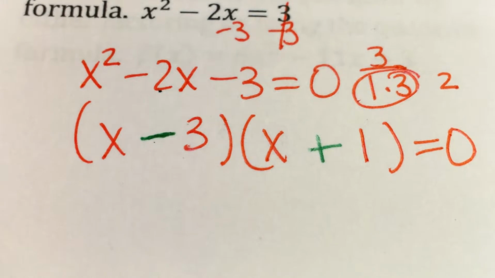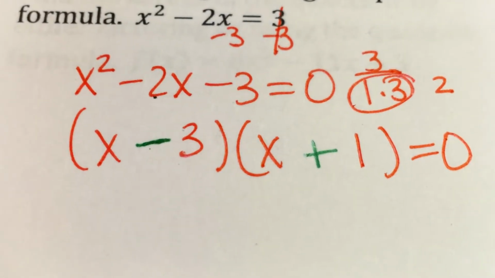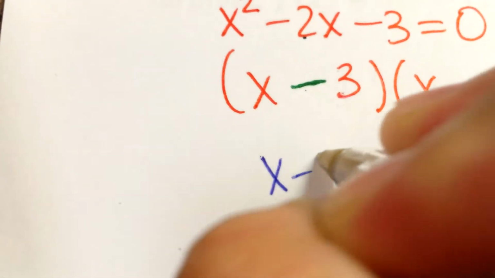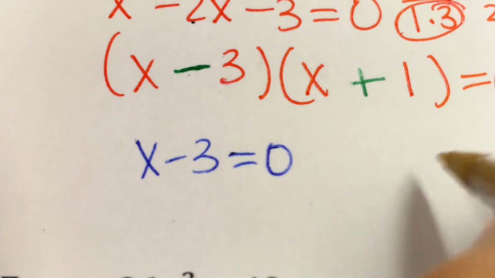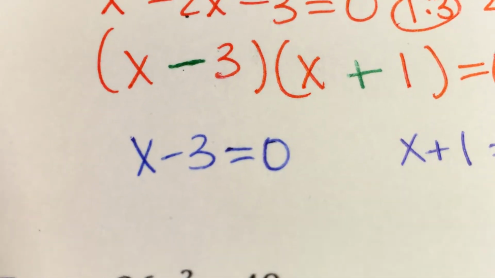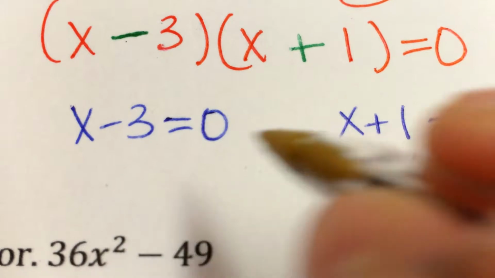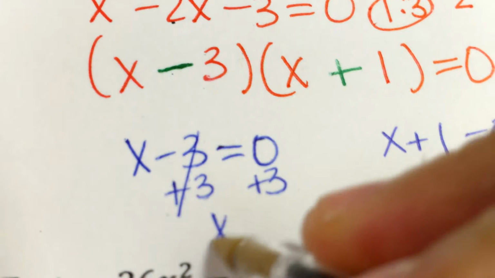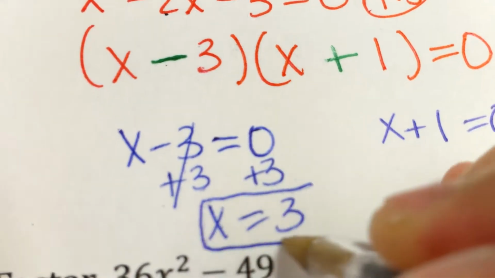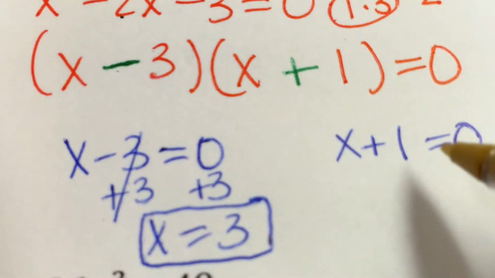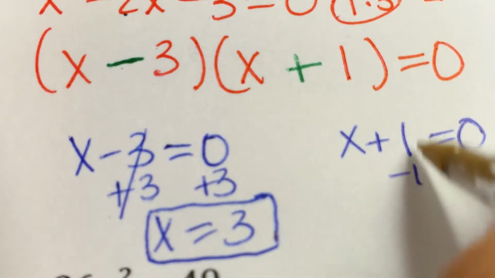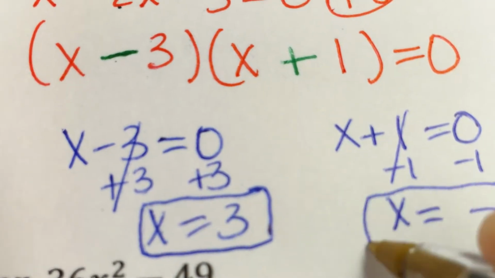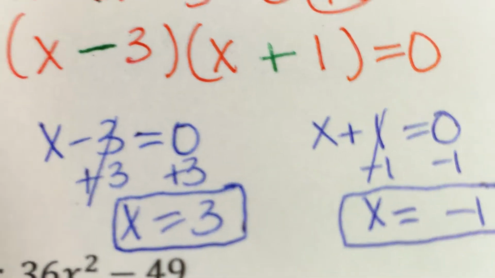Now we just need to figure out what the answers are, and we split them up because you have to have 2 answers because it's a quadratic. So then I have x minus 3 equals 0 and x plus 1 equals 0. We solve for x, so then this one we add 3 to both sides to get x by itself. X equals 3. Here we subtract 1 from both sides. X equals negative 1. And those are your 2 zeros.